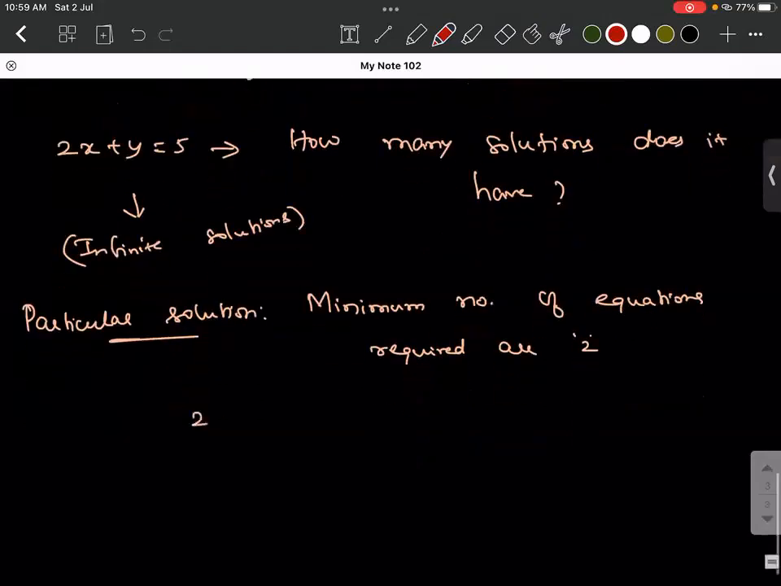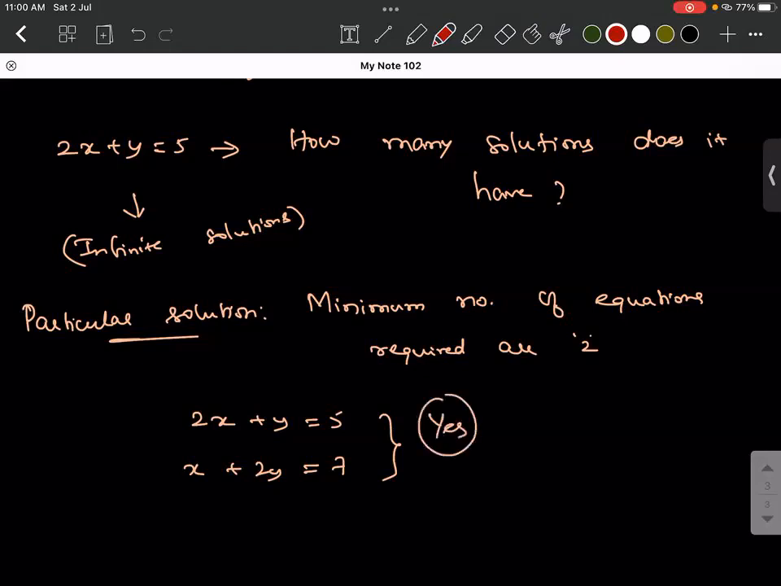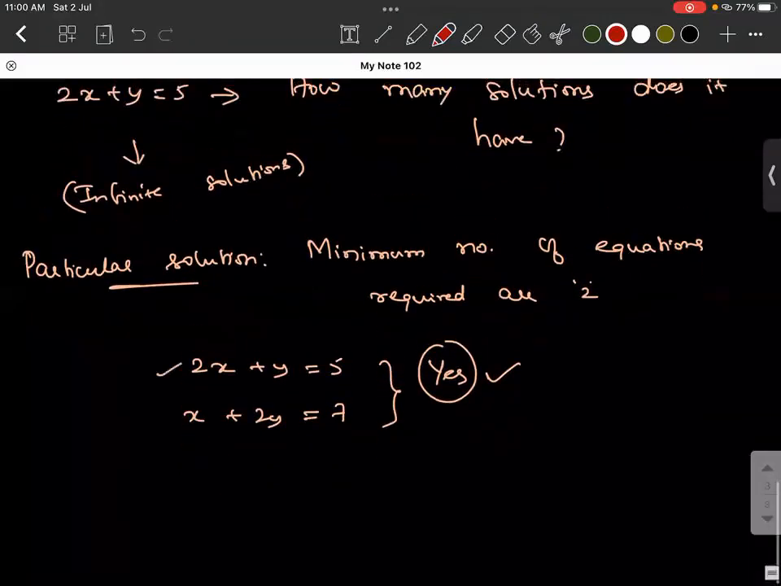For example, if I give a question 2x plus y is equal to 5 and x plus 2y is equal to 7, now will you be able to find the particular solution? Yes, right? We can find it. Now, when that is the scenario, what does that solution that you try to find with respect to these two lines represent? It satisfies, okay. It satisfies means what is the actual representation? How will you visually represent it in a graph? So in a graph, when you try to represent 2x plus y is equal to 5 and x plus 2y is equal to 7.